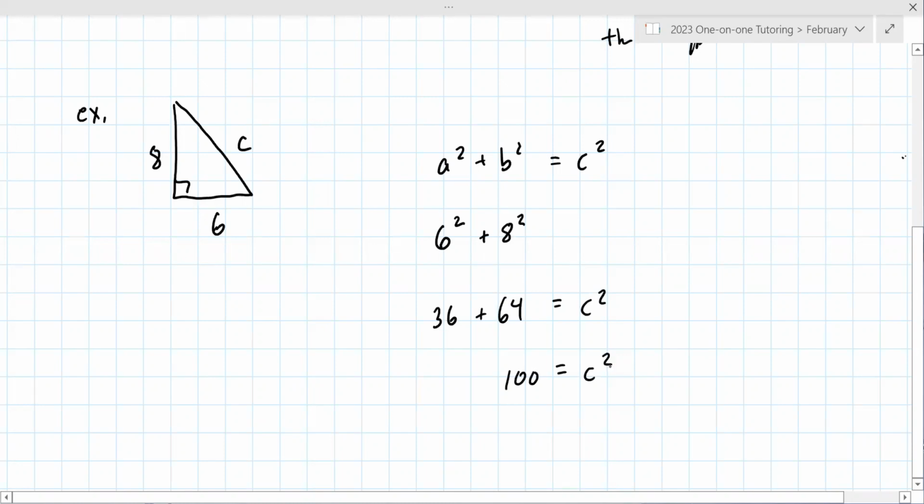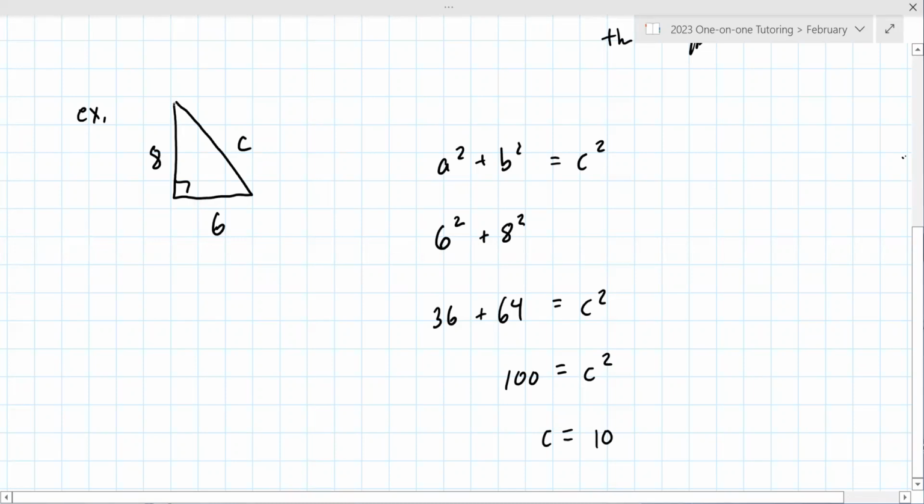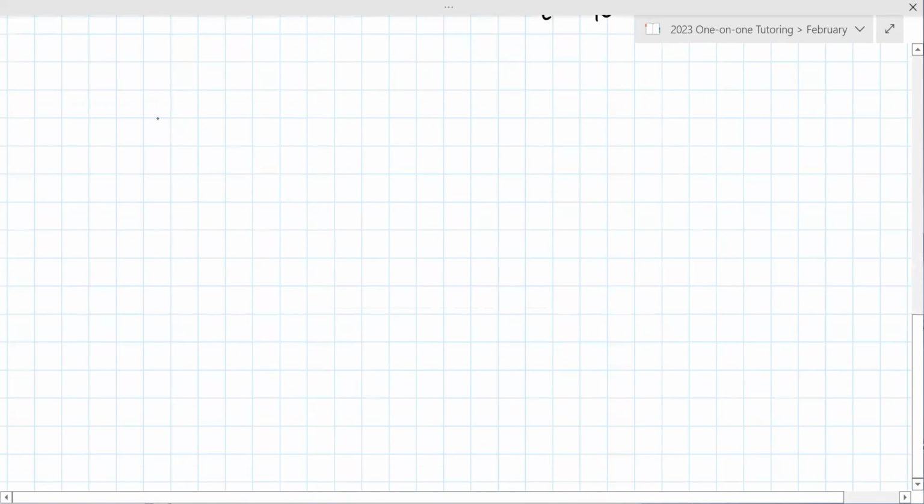What is the value of C? 10. Now, why isn't it negative 10? Think about physically what we're representing. A length. If you went to Home Depot today and got a ladder, it doesn't say you can get the one that's 10 feet long or negative 10 feet long. Your choice? That would be silly. So the hypotenuse is always a positive number. Okay, new problem here for you to try, something different, just to increase the difficulty.